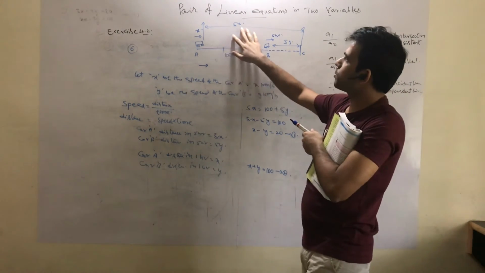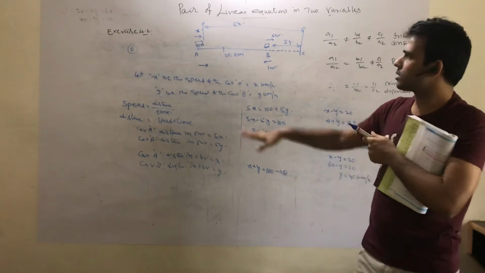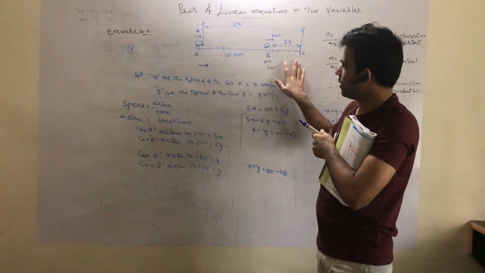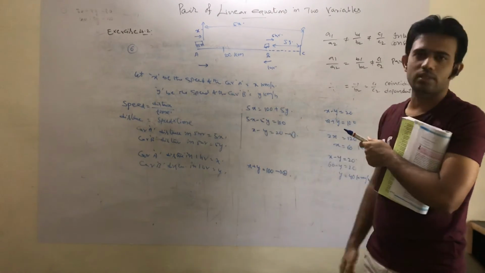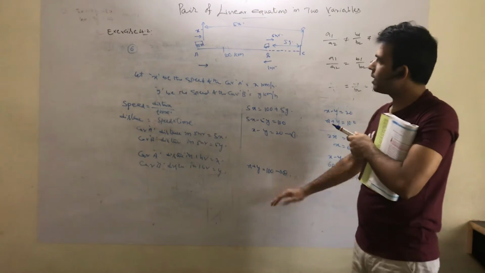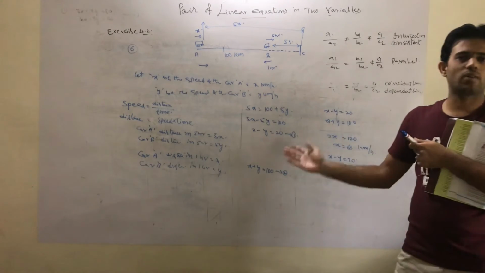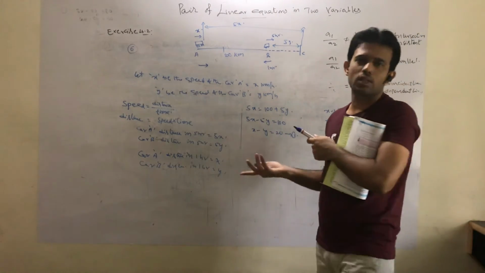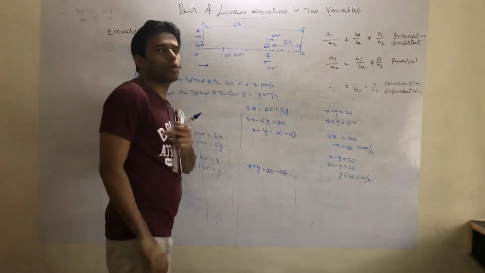So 5x must be equal to 100 plus 5y because car A has to cover more distance. So that is your first equation: 5x equal to 100 plus 5y. If you simplify that, that is x minus y equal to 20. And similarly, if they travel in the opposite direction, that is x plus y equal to 100. It's in 1 hour, right? So the distance is x into 1 is x, y into 1 is y. So x plus y should be 100 kilometers.